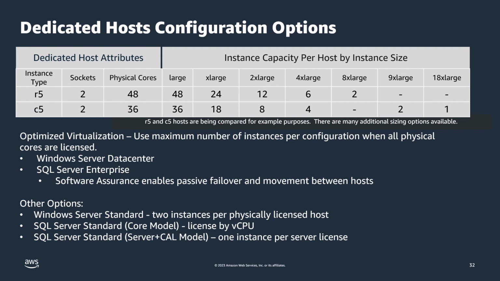This is what a dedicated host looks like from a configuration perspective. For example, the R5 has 2 sockets, often referred to as processors, and a total of 48 physical cores. If a customer were to bring 48 cores of Windows Data Center and perhaps SQL Enterprise, they could launch 48 large instances, or 24 xlarge, or 12 2xlarge, and so on. They could even mix those same instance sizes within the same instance type on the same host.